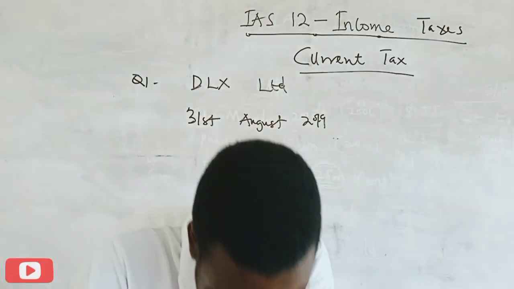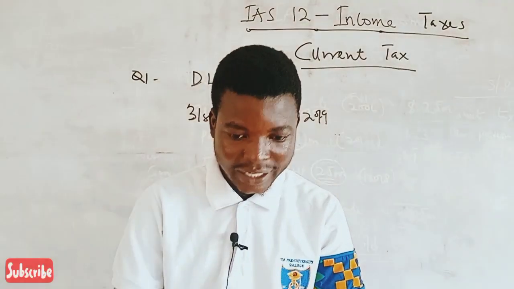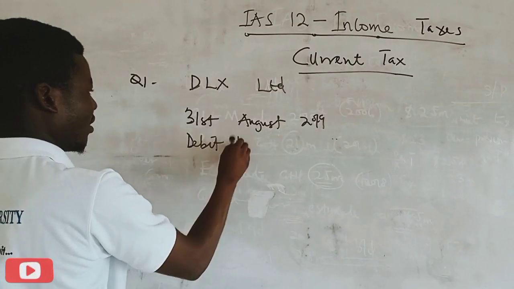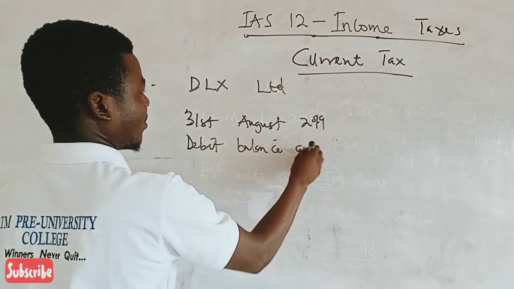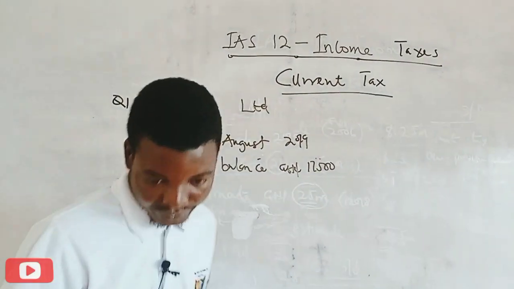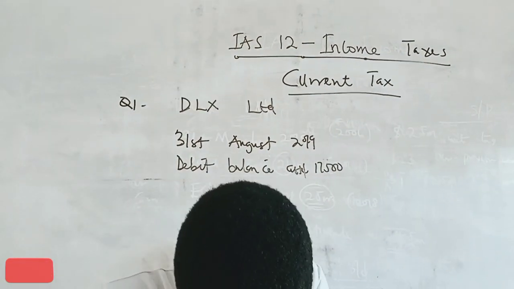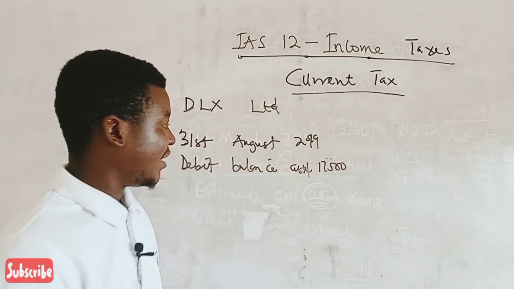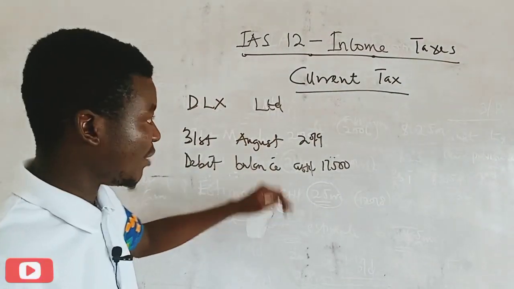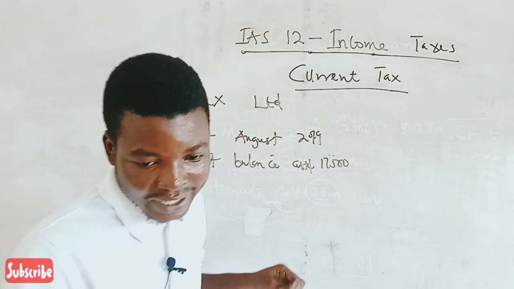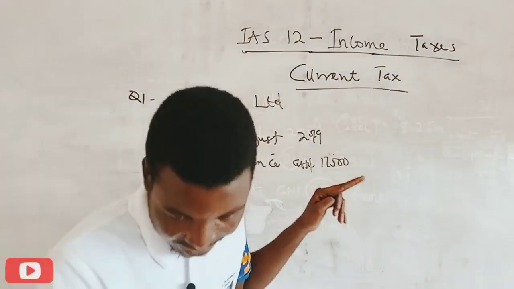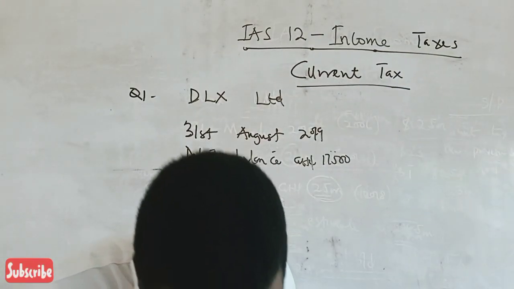the taxation liability account in the books of DLX Limited showed a debit balance of 17,500 after paying the 2018 liability. So in the tax payable account of DLX Limited in 2019, after paying its liability for 2018, there is a debit balance of 17,500. Okay.